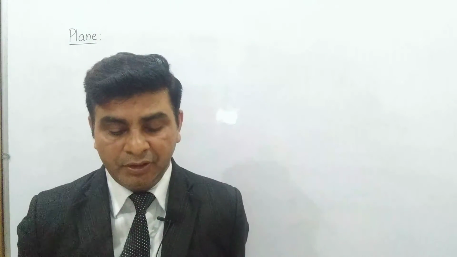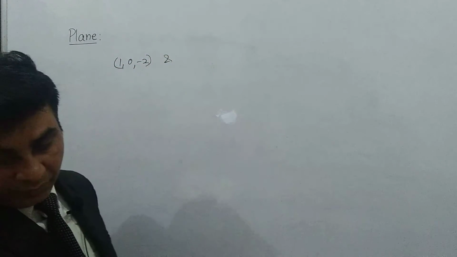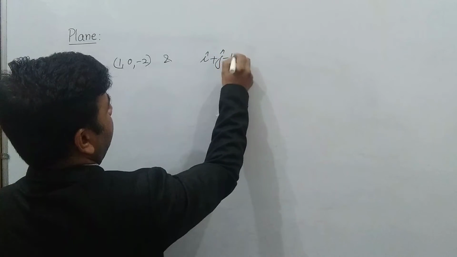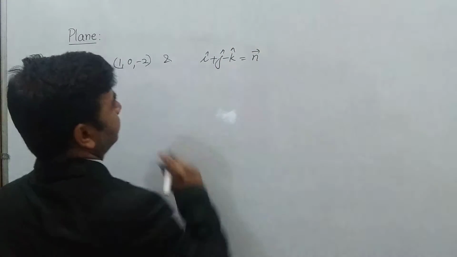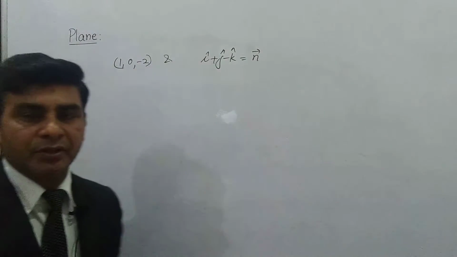See, what is given in question number 5: we want to find the vector and Cartesian equation of a plane which is passing through the point (1, 0, -2) and normal to the vector i cap + j cap - k cap. This is your vector n. This is the normal vector to the plane and this is the point through which the plane is passing.